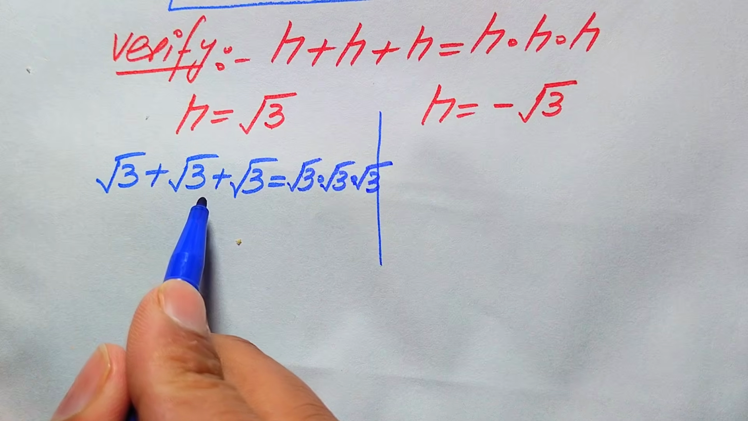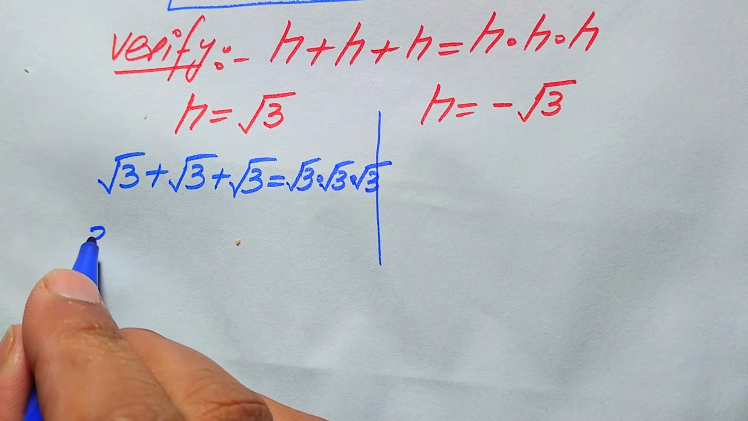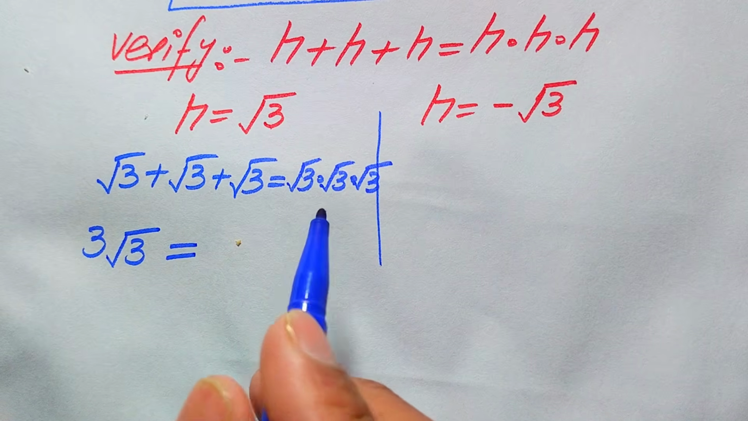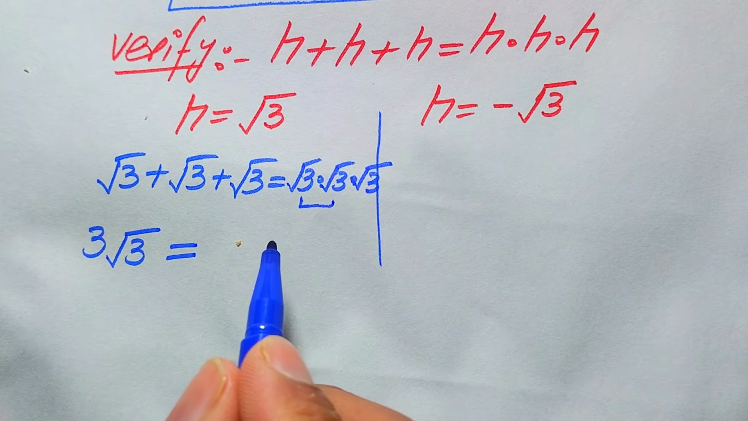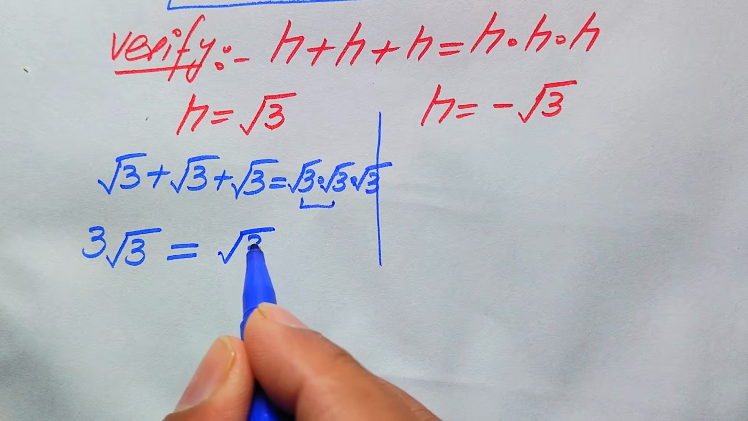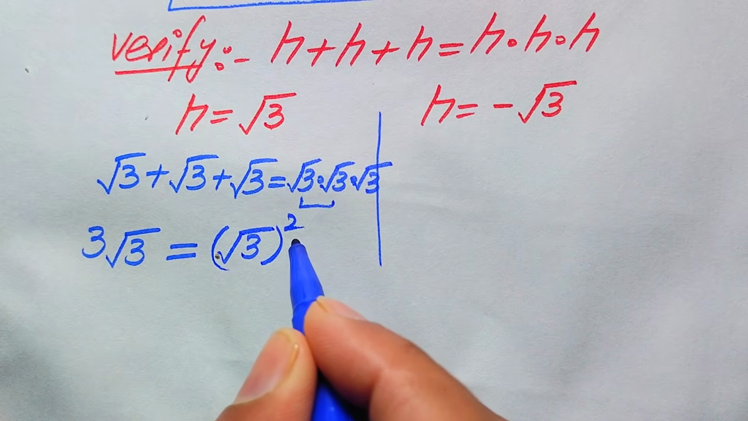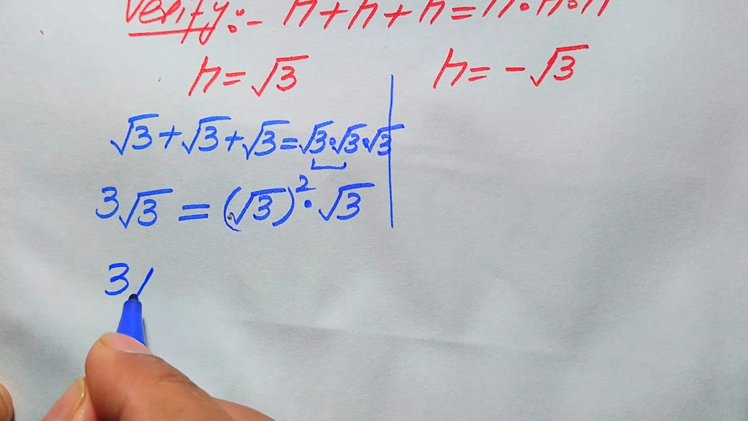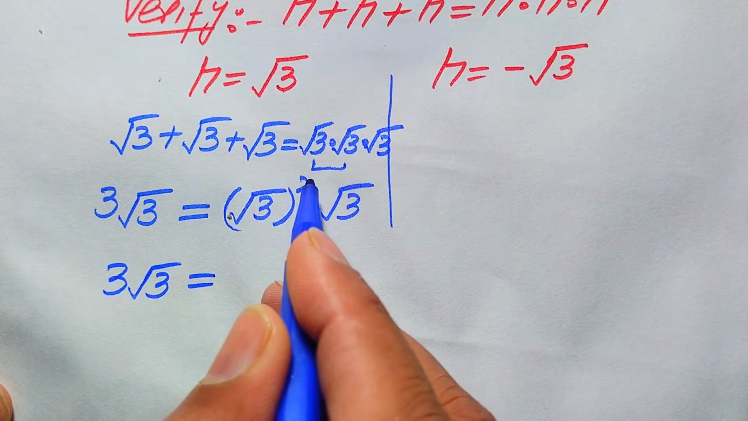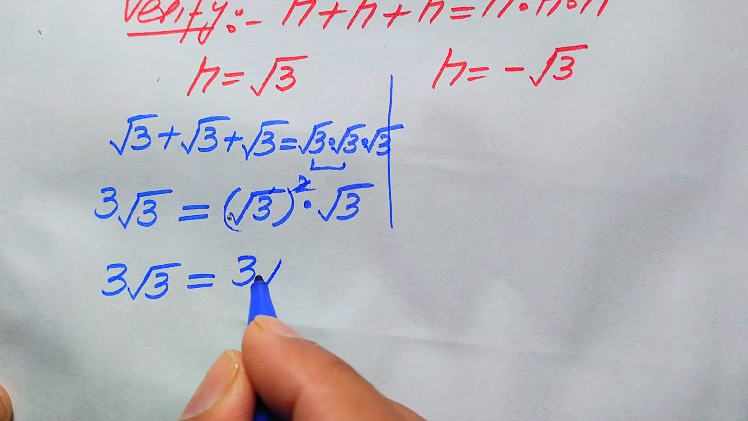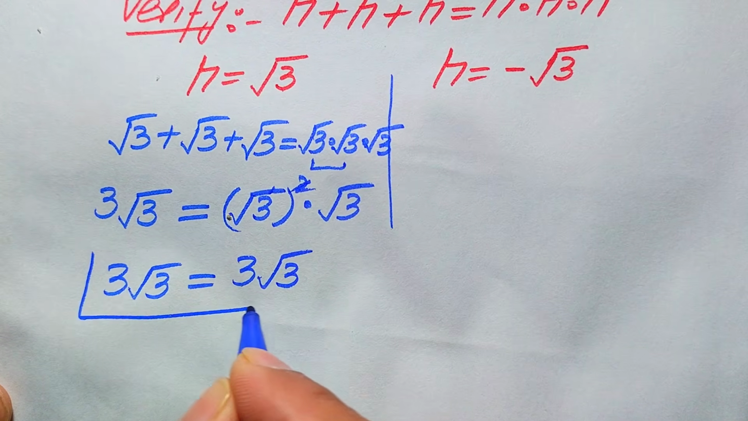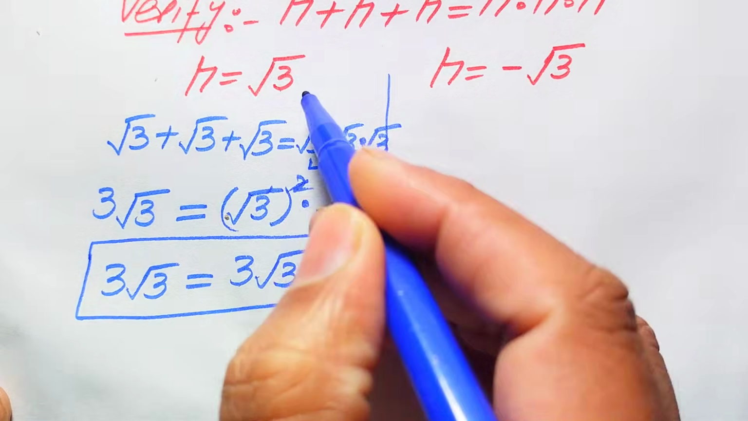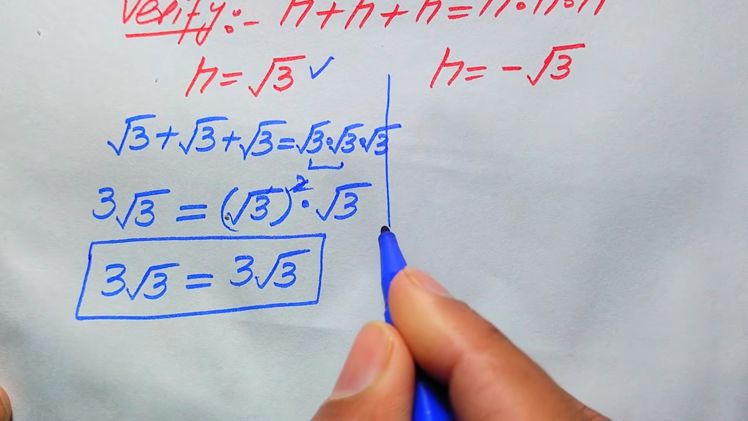3. And here you see that square root of 3 is added 3 times, we write it as 3 times square root of 3 is equal to, here you see that when we multiply these two values it will be written as square root of 3 and its whole square is multiplied by square root of 3. So we obtain 3 times square root of 3 is equal to this, the square and square root are gone, and we get here 3 times square root of 3. This shows that both of the sides are equal. This means that the first value of h satisfies our given question statement.